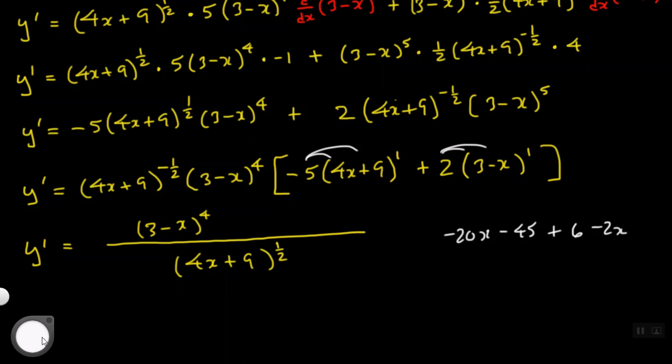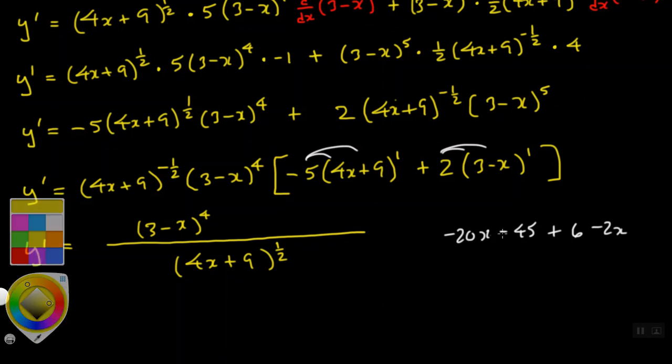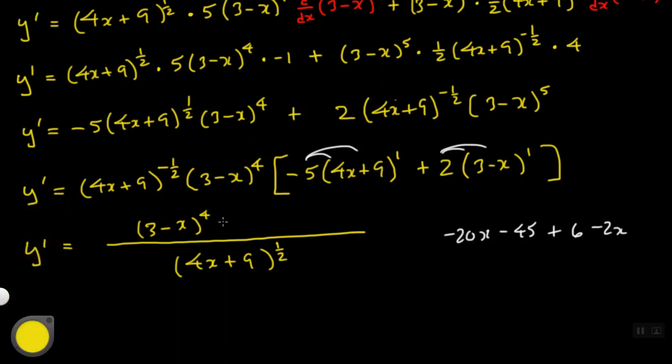But it looks like we're good, and I can simplify that now and write that as negative. Of course, this is multiplication, so I better put brackets. This is minus 22x minus 39. We can get rid of this.